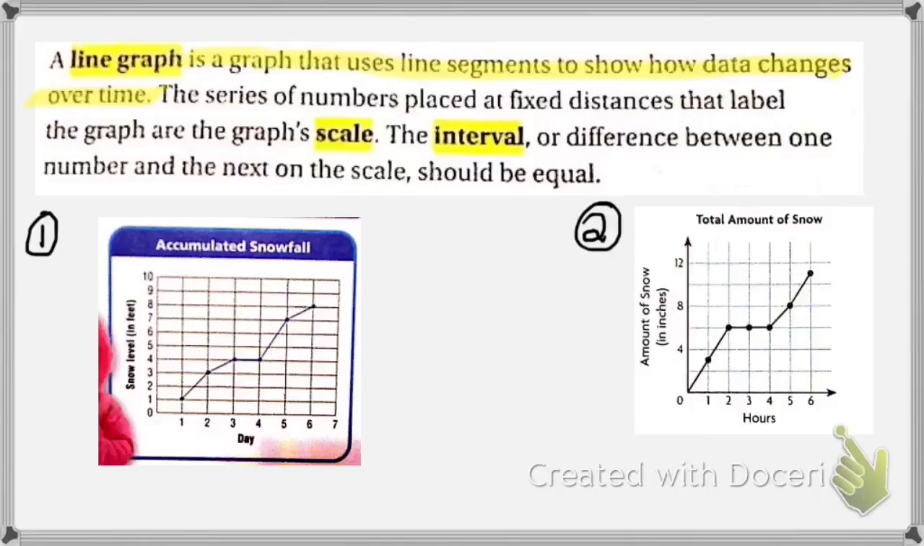Line graphs have both an X and Y axis. The X-axis is the horizontal axis. It goes from left to right. The X-axis always has a title. In this case, the title is day, so it tells us which day we're talking about. The title always lets us know what those labels are talking about.